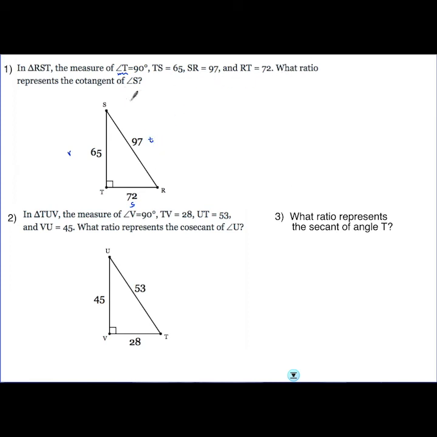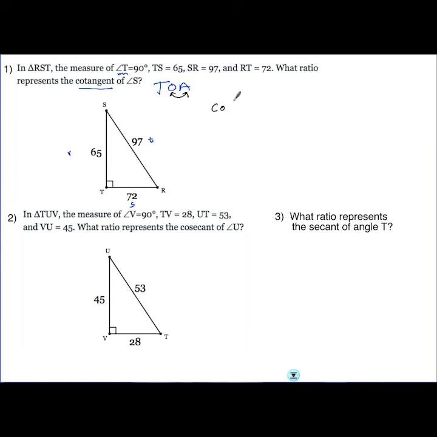But anyways, this says what ratio represents cotangent of angle S. So the thing I like to think about is try to commit these to memory. Cotangent is the reciprocal of tangent. So I think about TOA, and then I'm going to think about flipping or finding the reciprocal. Instead of opposite over adjacent, I'm going to flip those and go adjacent over opposite.